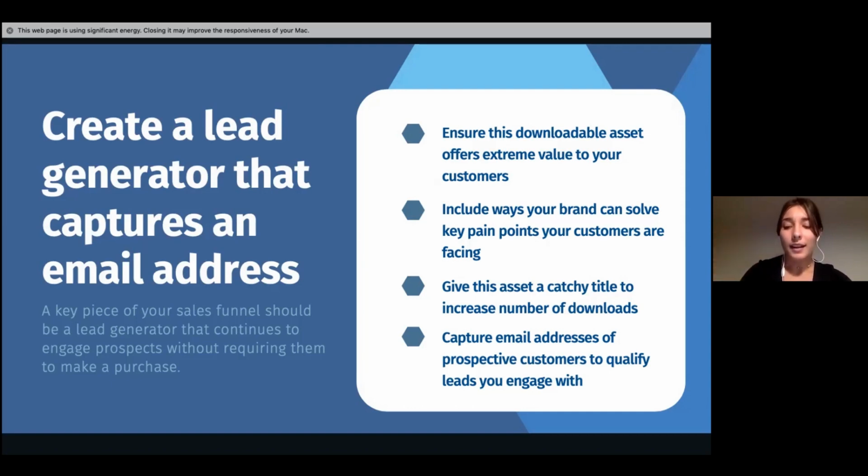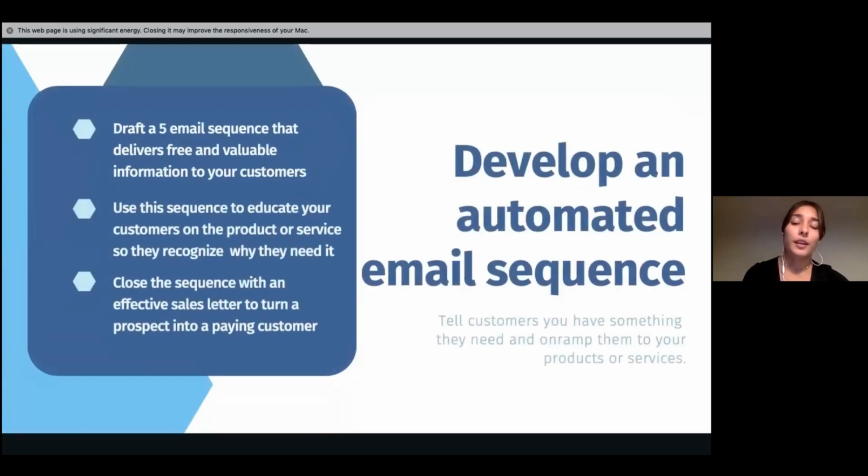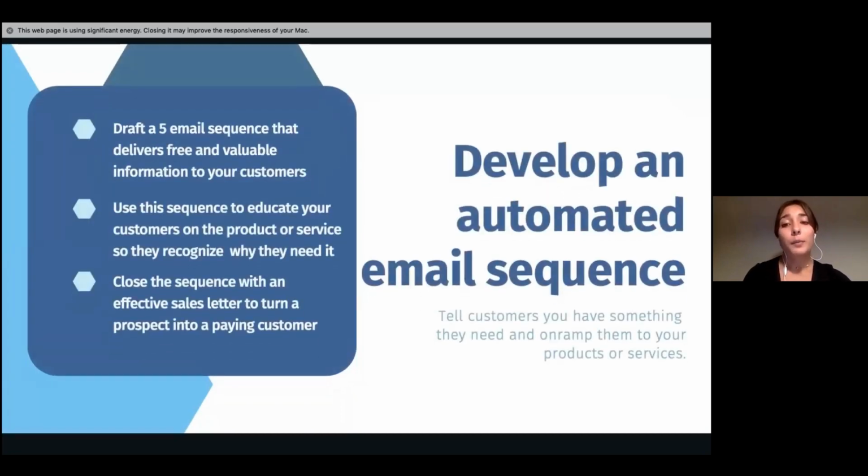And this is the next step we're going to talk about, which is to develop an automated email sequence. So once you have those leads, once you have those emails, you can draft a 3, 4, 5 email sequence that delivers free and valuable information to your customers. It could be about the products you sell, or the services you offer, or news related to the market your business is in, or your blog. It could be everything, but you need to give some kind of value.